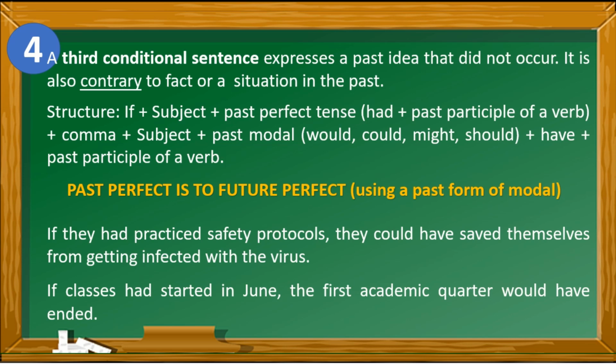Example, if they had practiced safety protocols, they could have saved themselves from getting infected with the virus. So had practiced is past perfect there. And then could have saved is future perfect using a past form of modal. So it follows the basic rule. And let's go back to the definition. It is also contrary to a fact or a situation in the past.